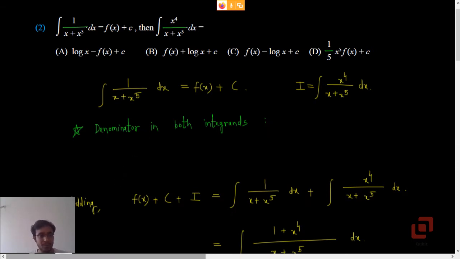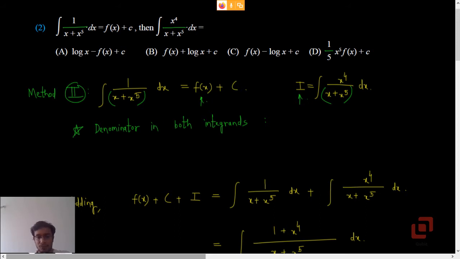So this is the second method to evaluate the same integral, method 2. Here we make the observation that the denominator of the first integrand and the denominator of the second integrand, both of them are identical, and both of them are equal to x plus x raised to 5. Here I am calling the second integral as I. The first integral has already been expressed in terms of f of x.